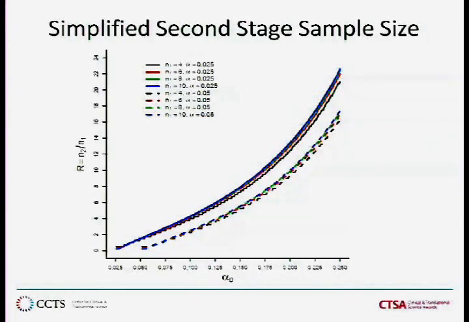And that value, 5, it's the ratio of N2 to N1, doesn't change. It's not dependent on the actual sample size in the first stage or the underlying effect size. It depends on the p-value you got the first time. So, at least in our method.